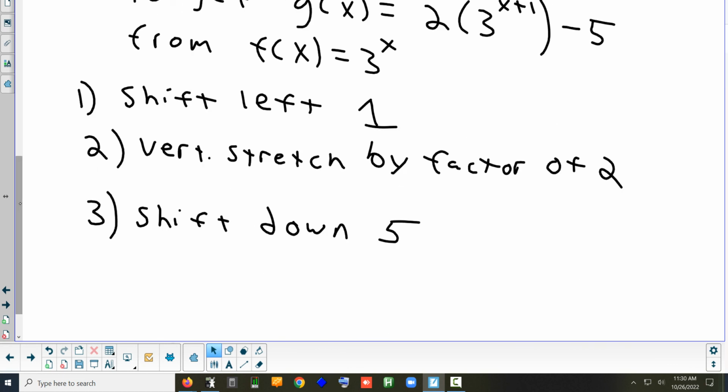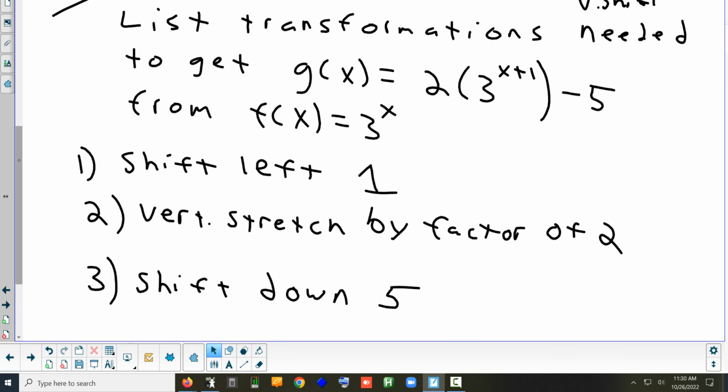And that's it. So if you were to graph this one, what would the domain be? All real numbers. What would the range be? I'd have to figure that out because we've done some vertical stretching and vertical shifting. So we have affected the range in this problem. It's not going to be 0 to infinity. But we could figure it out. I don't think the 2 would actually affect it. I think it would be -5 to infinity, but I would graph it just to double check.